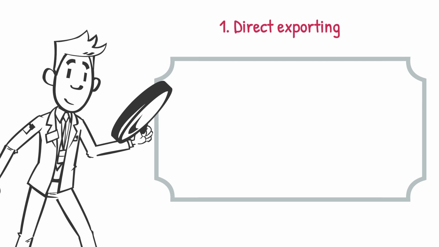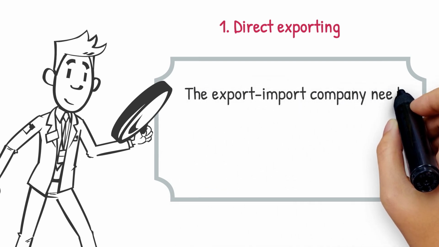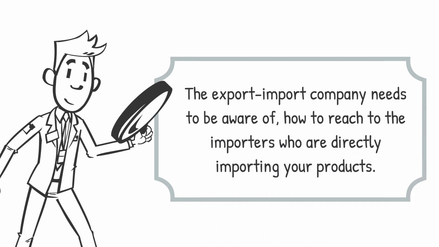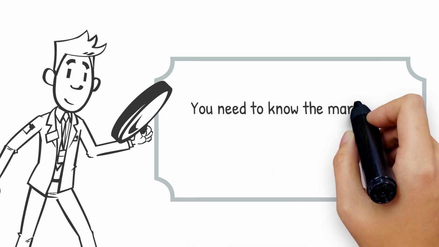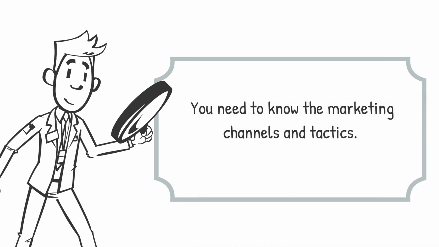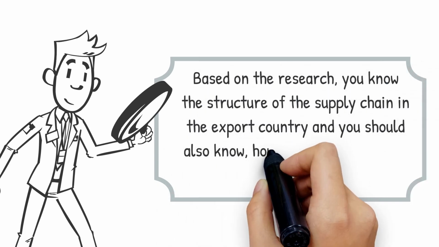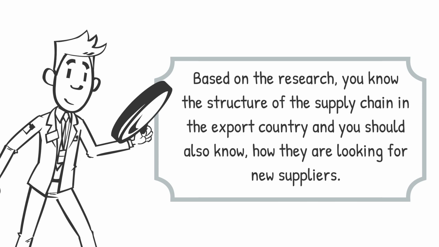You as an exporter will get an export order from foreign country importers and you are exporting directly to them. The export-import company needs to be aware of how to reach the importers who are importing your products. You need to know the marketing channels and tactics. Based on the research, you know the structure of the supply chain in the export country, and you should also know how they are looking for new suppliers.